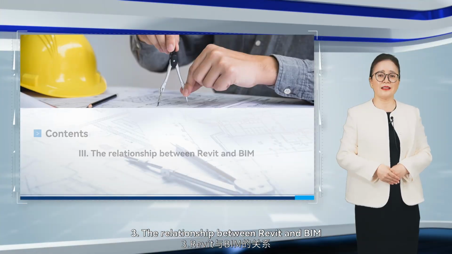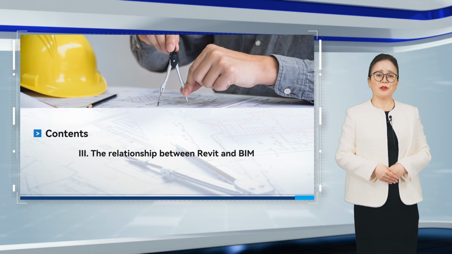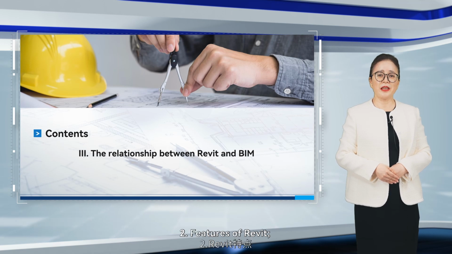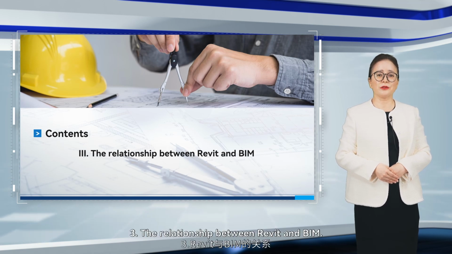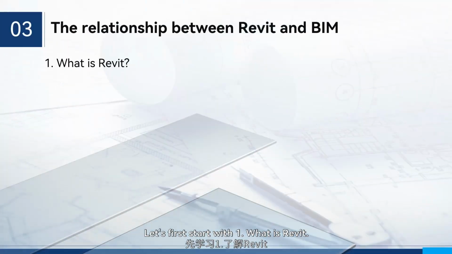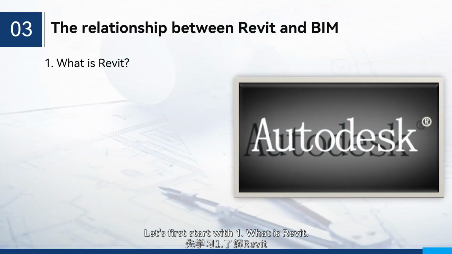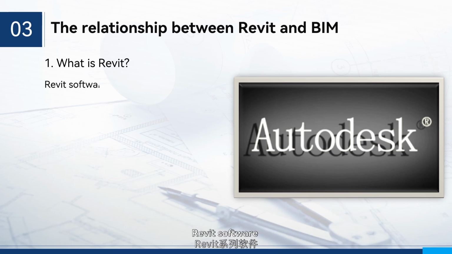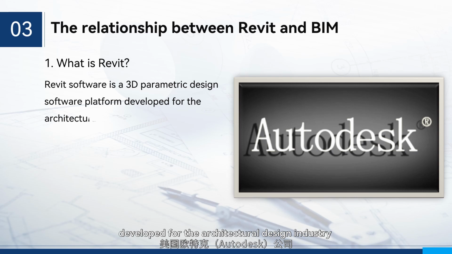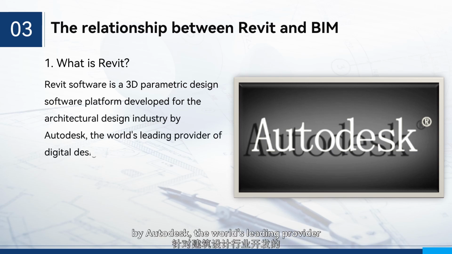3. The relationship between Revit and BIM. In this part, we mainly study 3 aspects. 1. What is Revit? 2. Features of Revit. 3. The relationship between Revit and BIM. Let's first start with 1. What is Revit? Revit software is a 3D parametric design software platform developed for the architectural design industry by Autodesk, the world's leading provider of digital design software.